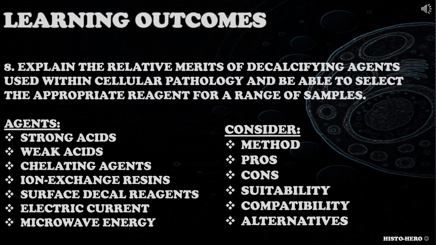What is their speed of action? What is their tissue evasion ability? What are their effects on subsequent analysis? Consider different types of decalcifiers like strong and weak acids, chelating agents, ion exchange resins, and so on. Also consider their properties, mode of action, pros and cons, suitability and compatibility, available alternatives. Those are the 8 learning outcomes that have to be met for this submodule.